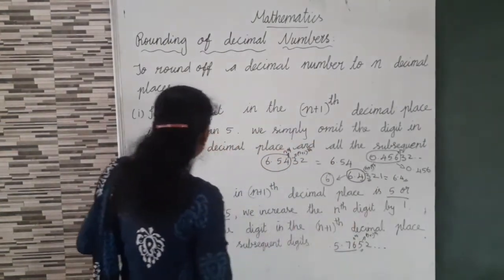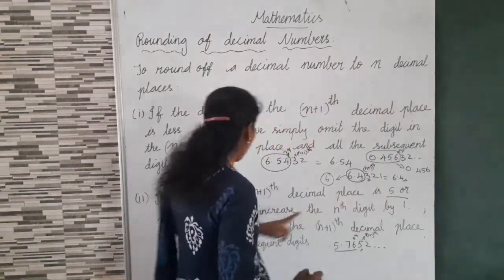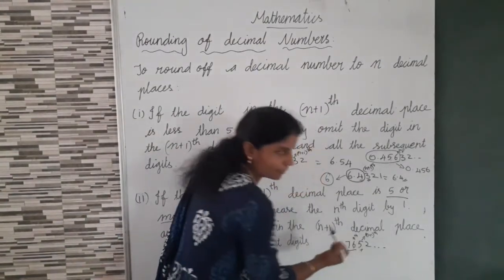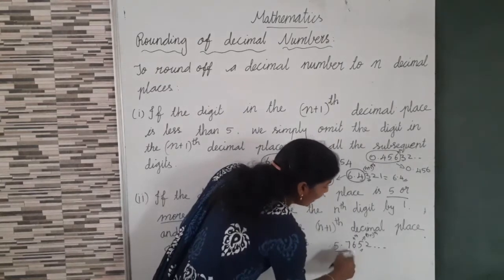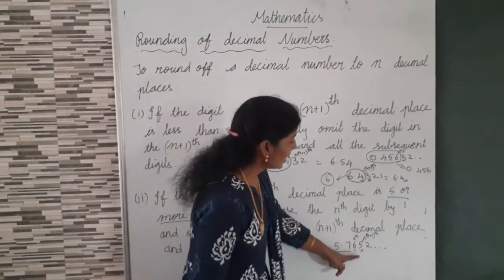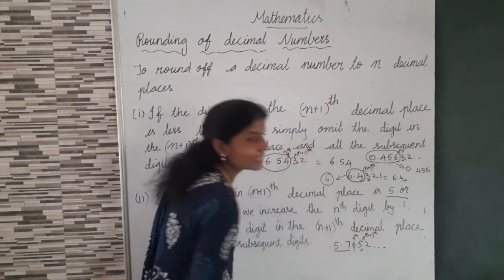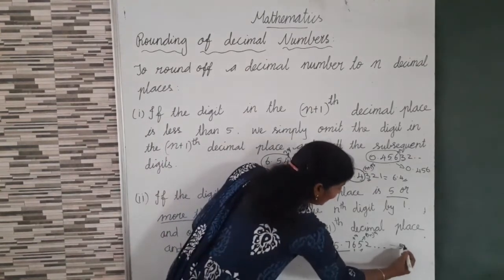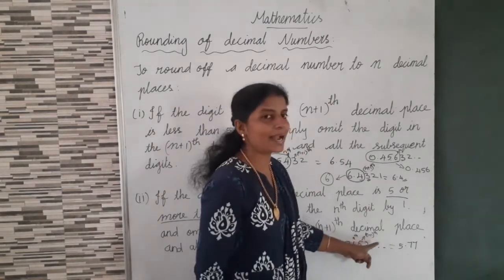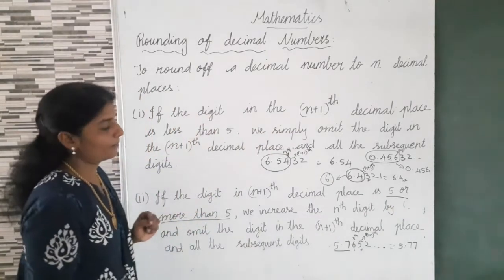Listen, if the digit in the n plus 1th decimal place is 5 or more than 5, here this is 5, so we add 1 in the nth term. So what's the answer? 5.7, 6 plus 1, 7. The answer is 5.77. We can remove the n plus 1th decimal place and all the subsequent digits. We can omit them. Okay.